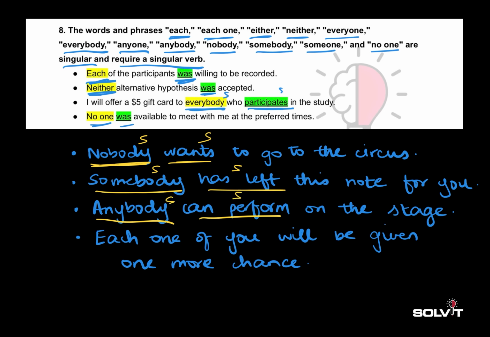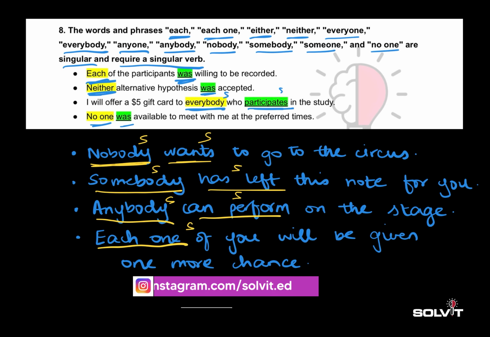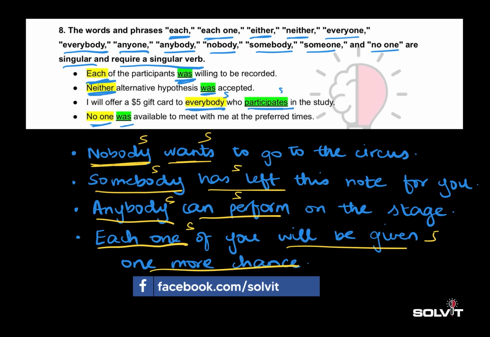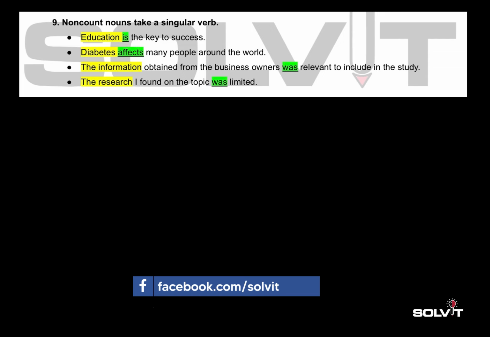Each one of you will be given one more chance. Each one is singular, will be given one more chance, singular. The best thing to do is to just learn all of these words and remember that they will always be treated as singular. Okay, so the ninth rule is non-count nouns take a singular verb.